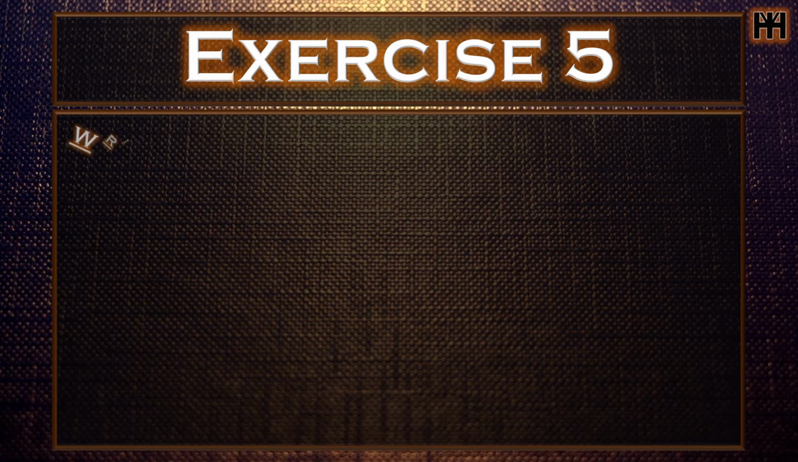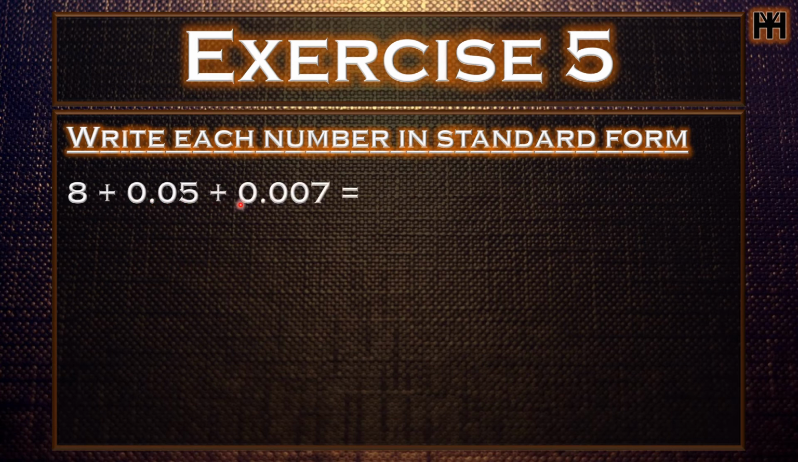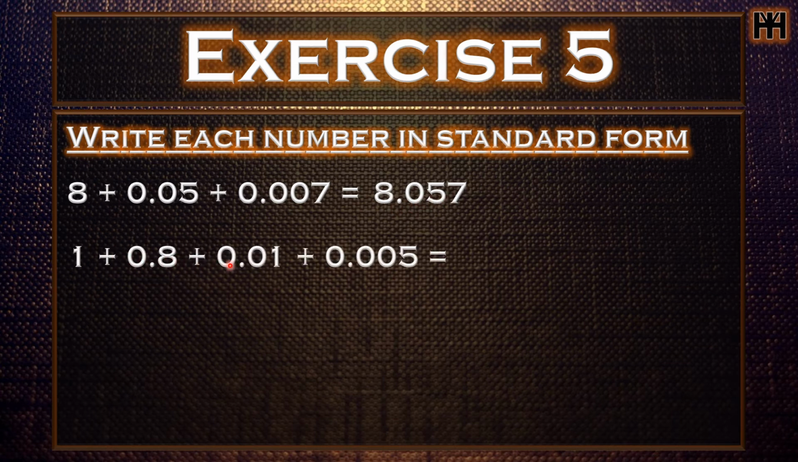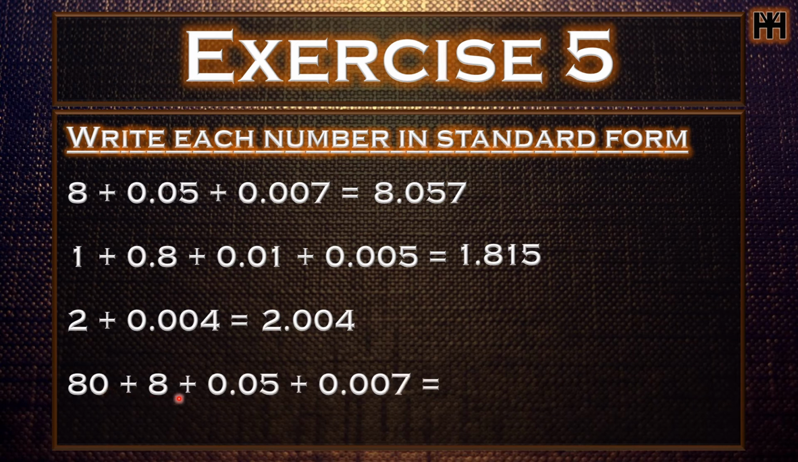Exercise 5. Write each number in the standard form. We have 8 plus 0.05 plus 0.007, so it will be 8.057. Then we have 1 plus 0.8 plus 0.01 plus 0.005, so it will be 1.815. 2 plus 0.004 will be 2.004. 80 plus 8 plus 0.05 plus 0.007 will be equal to 88.057.